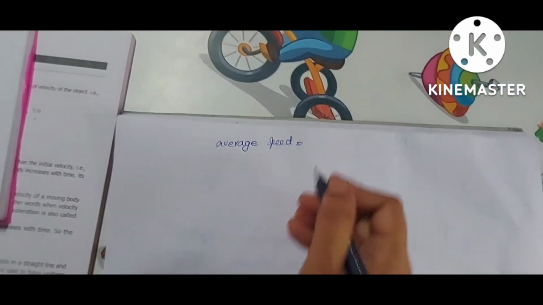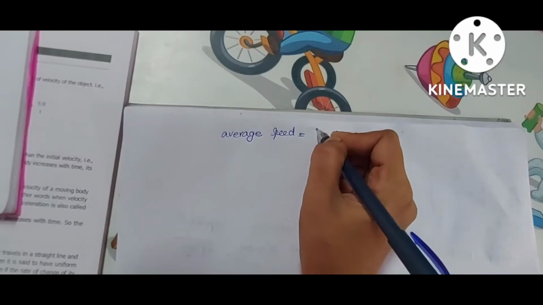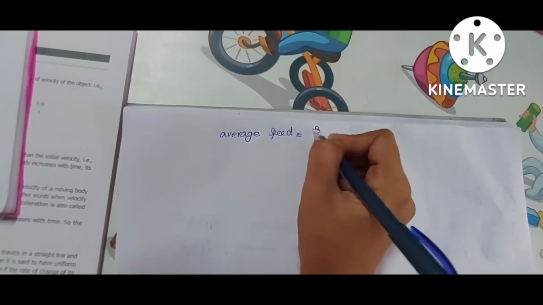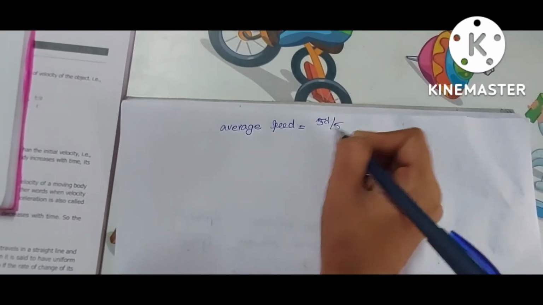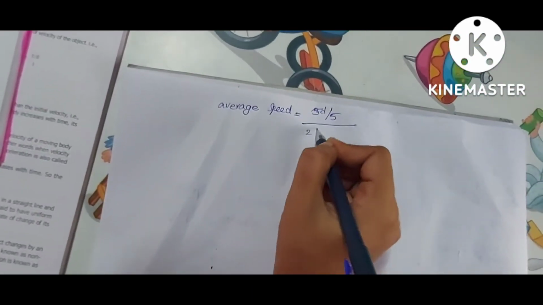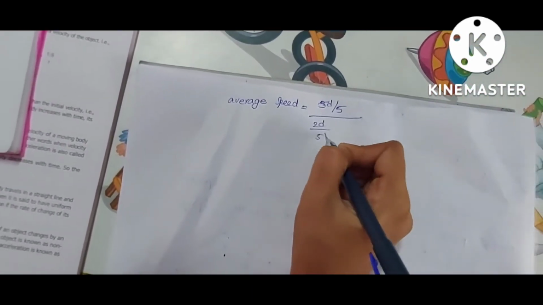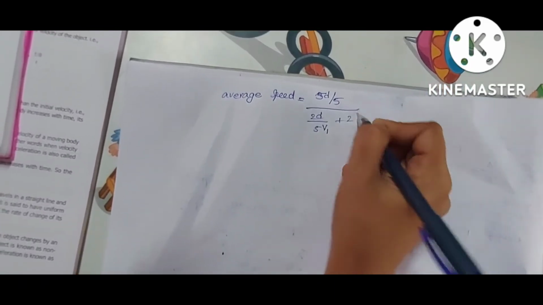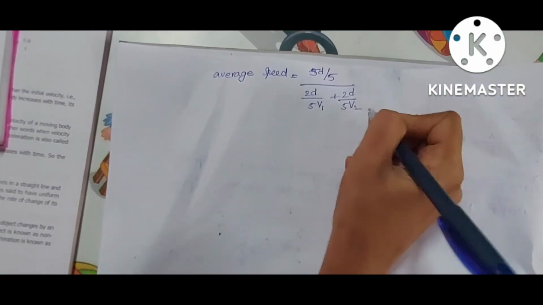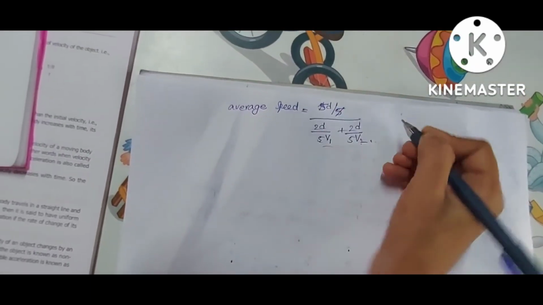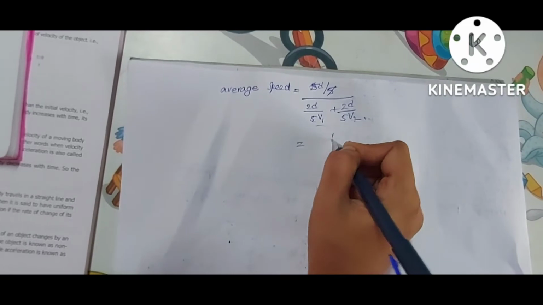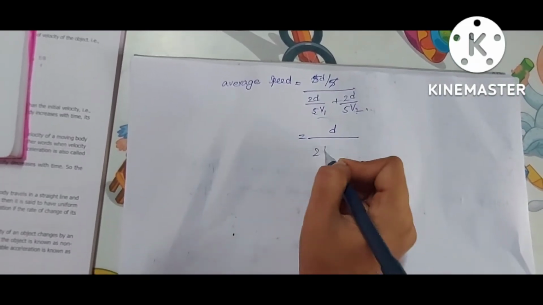So here we got 2D plus 3D, that is 5D, by what we had here: 2D by 5V1 plus 2D by 5V2. Now take the LCM at the denominator. Here the 5 gets cancelled. Then what is left? D by 2D.